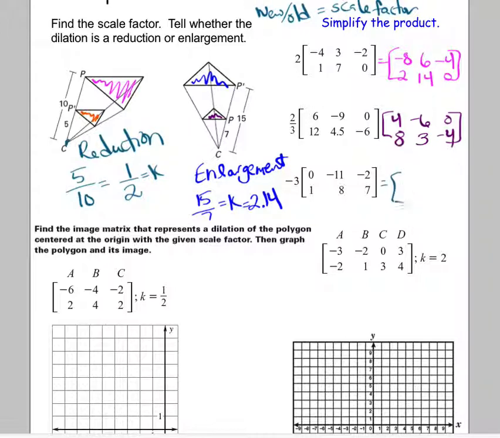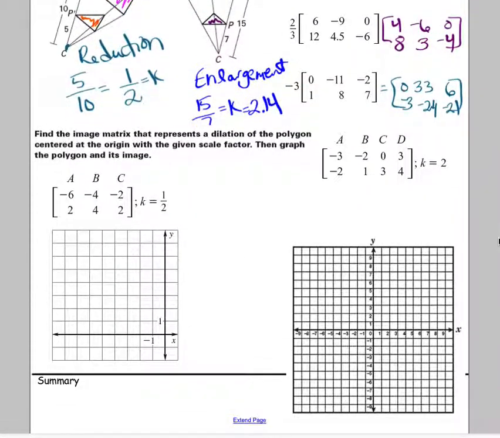And then the last one of these, before we move on to really doing a dilation, just distributing -3. Anything times 0 is 0. -11 times -3 is +33. -2 times -3 is +6. 1 times -3, -3. 8 times -3, -24. And 7 times -3, -21. So there's the answer to that one.